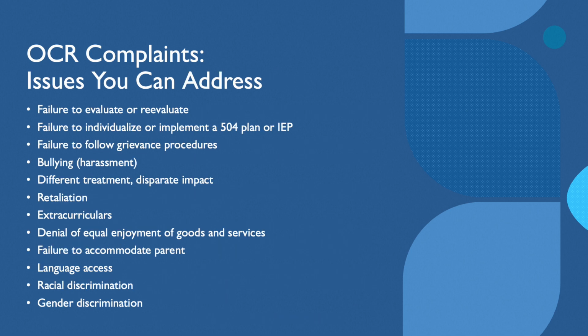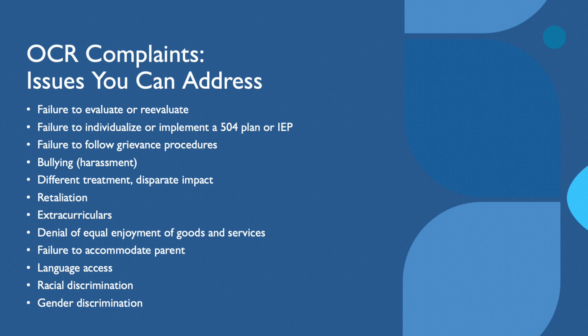As we said, OCR has jurisdiction over Section 504 and Title II of the ADA, so these are the laws they are looking at when deciding if there were any violations. Some examples of issues you can raise in OCR complaints include failure to evaluate or reevaluate, failure to individualize or implement a 504 plan or IEP, failure to follow grievance procedures, bullying, different treatment, disparate impact, retaliation, extracurriculars, denial of equal enjoyment of goods and services, and failure to accommodate a parent's disability.